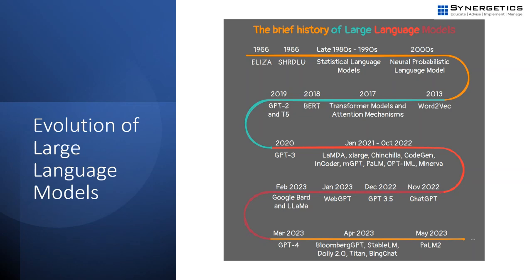and different organizations have released different generative AI or large language models over many years. You can see in 2023 Google released Google Bard and Llama, and in December 2022 GPT 3.5 was released.